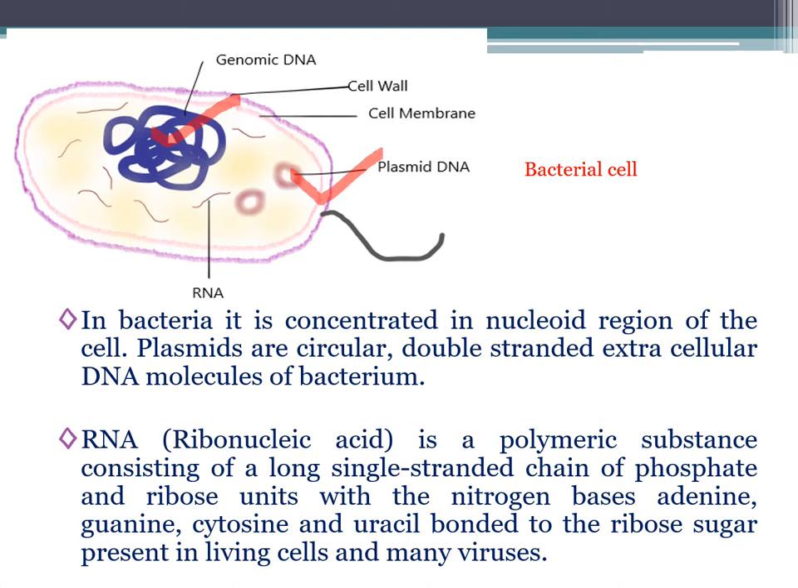Plasmids are circular, double-stranded, extra-chromosomal DNA molecules of bacteria. There is another nucleic acid, that is RNA or ribonucleic acid. It is a polymeric substance consisting of a long single-stranded chain of phosphate and ribose units with the nitrogen bases adenine, guanine, cytosine and uracil bonded to the ribose sugar, present in living cells and many viruses.